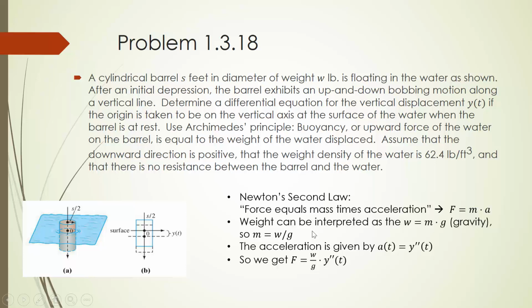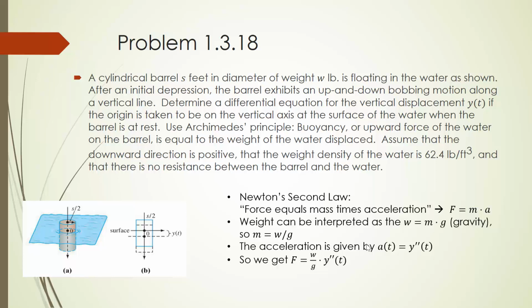And then we can rewrite our acceleration as y double prime of t. Y, remember, is the position of the cylinder with respect to the vertical axis. And so a of t is equal to y double prime. So we get our force is equal to mass, which is w over g, the weight divided by the gravity, times y double prime, the acceleration. Okay, so that's one way to look at the force.